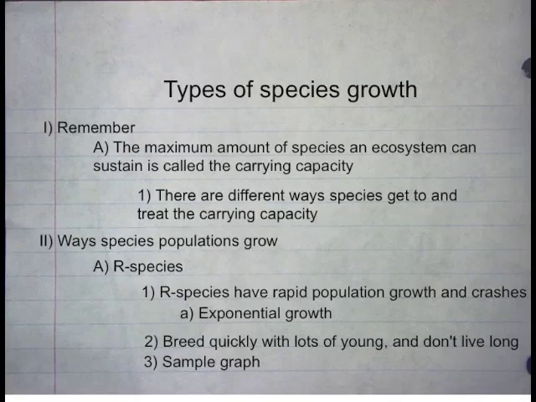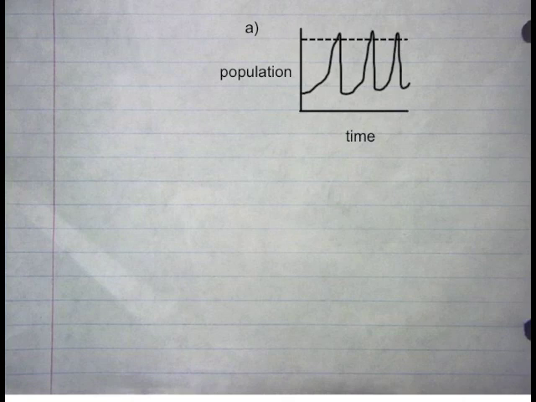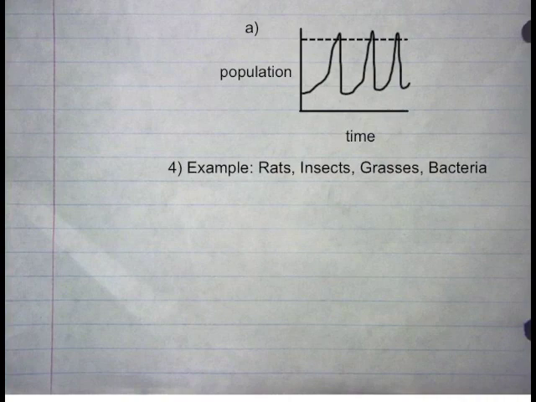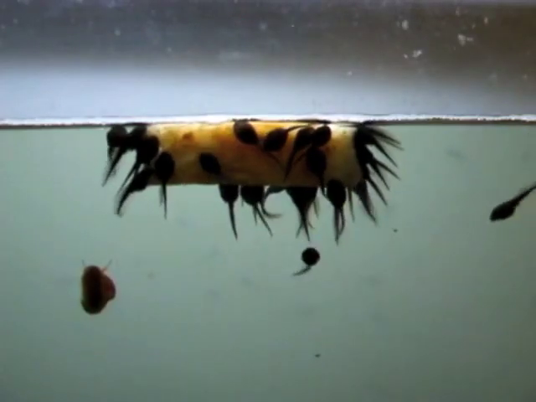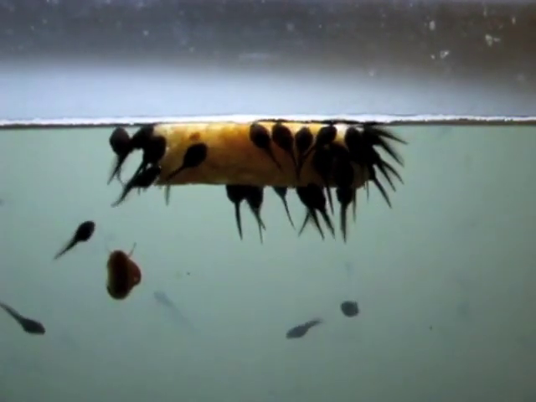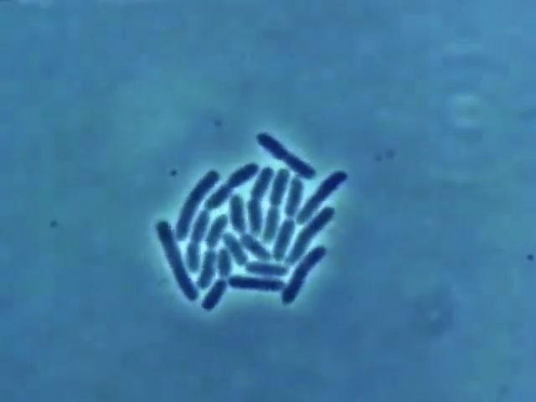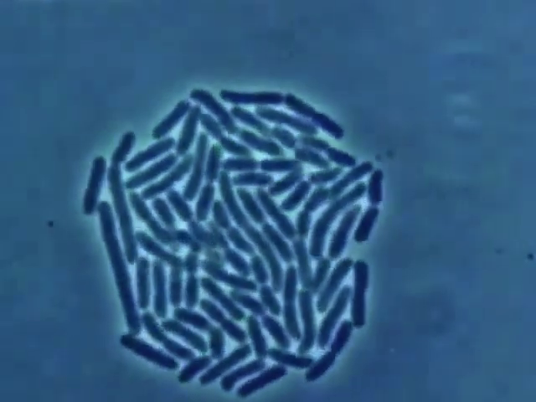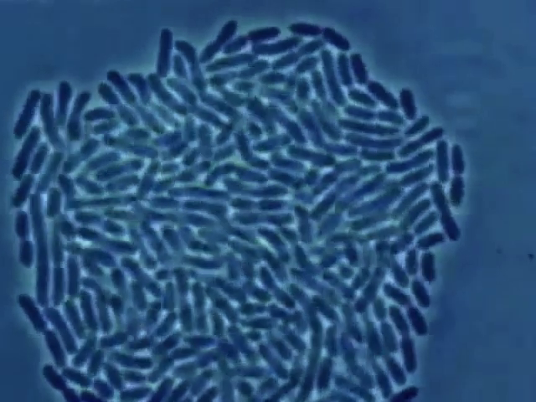Here's a sample graph. On the y-axis, you'll see population, and on the x-axis, time, with the dotted line being the carrying capacity. The graph shows that the species population will climb rapidly, then crash, and then climb rapidly again. Examples of R species are rats, insects, grasses, and bacteria. All of these organisms are characterized by having very short lifespans, so they reproduce as quickly as possible. They may cross the carrying capacity, but they will always bounce back. Our friends the grasshoppers are like this, as well as rats, bacteria, and of course, the tomato.